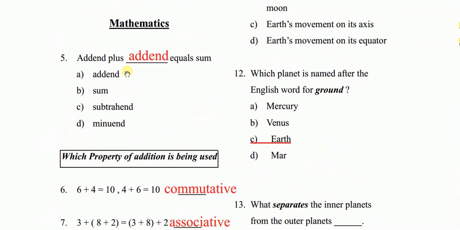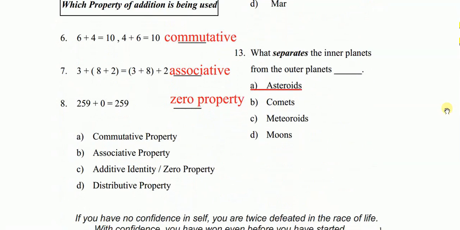On to the mathematics. Number 5, add n plus n equals sum. Now it says, which property of addition is being used? So 6 plus 4 is 10, and that is the same as 4 plus 6 being equal to 10, and that is commutative. Commute to go back and forth. So this property says that the order in which we add does not change the sum. So if we put the front number at the back or the back number at the front, it won't change the sum.